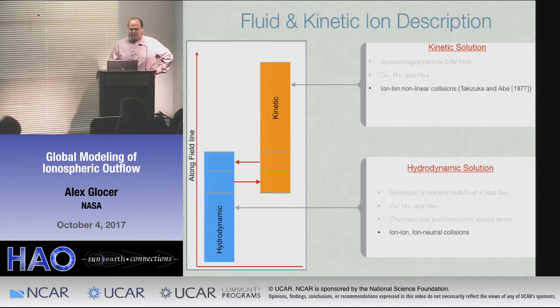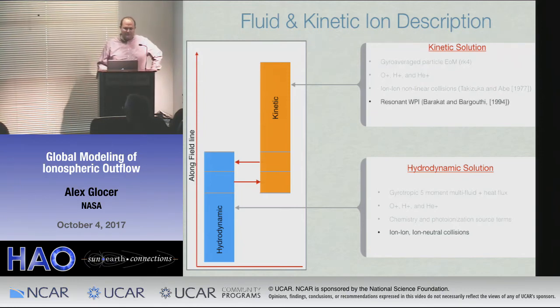It's very important that you include collisions in this because you have to do this transition in the collisional regime. So I include the ion-ion nonlinear collisions using the algorithm. This is a very well-known algorithm described by Takizuka and Abe. And so that's included.